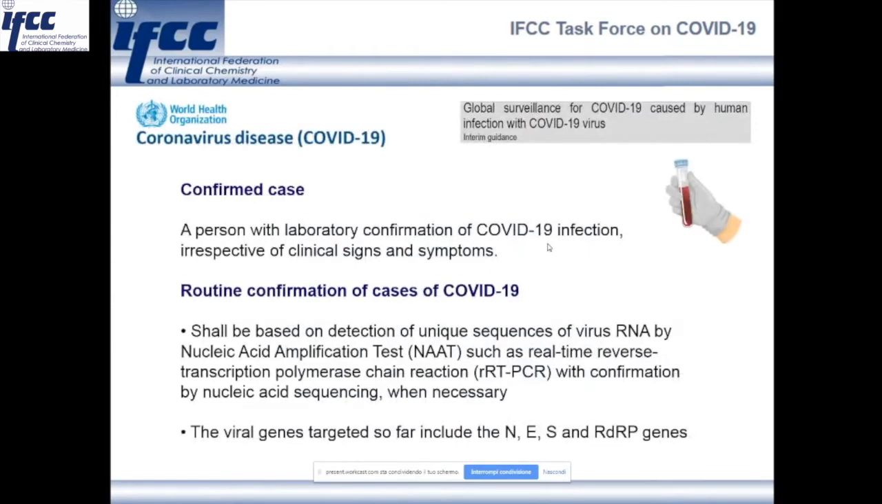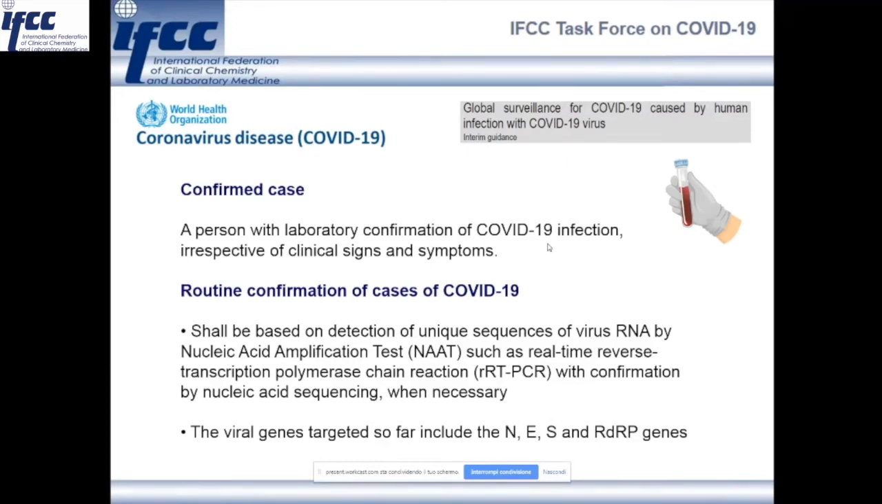After this succinct biological introduction, we can now concentrate on the molecular diagnosis of COVID-19. According to the World Health Organization, a confirmed COVID-19 case is a person with laboratory diagnosis of COVID-19 infection, independently from the presence of clinical signs and symptoms, which thus places laboratory diagnostics at the very core of this pathology. The routine diagnostic confirmation shall then be based on detecting unique sequences of virus RNA by nucleic acid amplification tests, such as RT-PCR, while nucleic acid sequencing can be used for confirmation only when this becomes necessary.